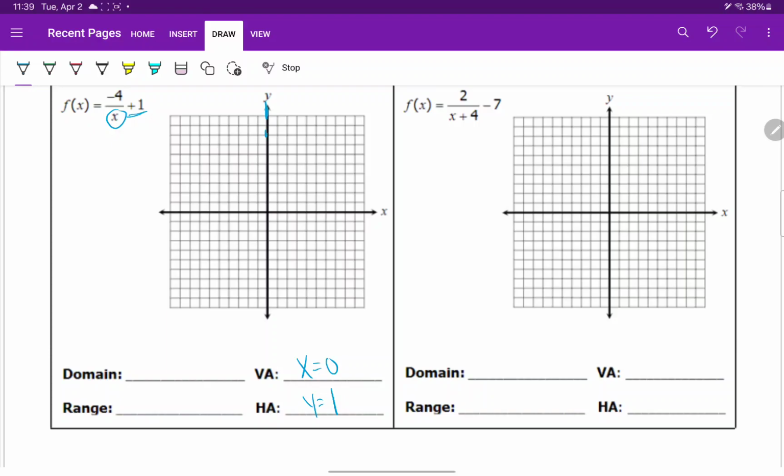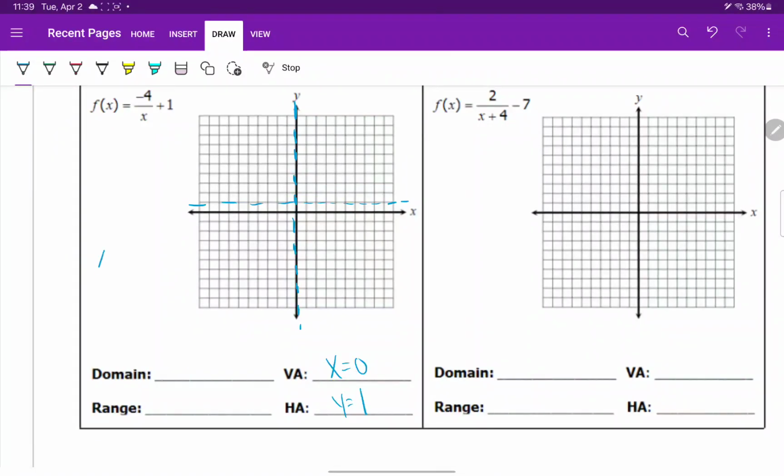So x equals 0 is right here. And y equals 1 is going to be 1 unit above the x-axis. So there is our asymptote so far. For our domain and range, we'll get those after we make the graph, but you could do that right now. So I'm going to look at the vertical asymptote, which is at 0. I'm going to pick a number to the left, which is -1, and one number to the right of 0, which is positive 1.